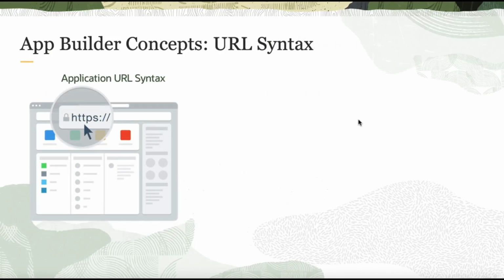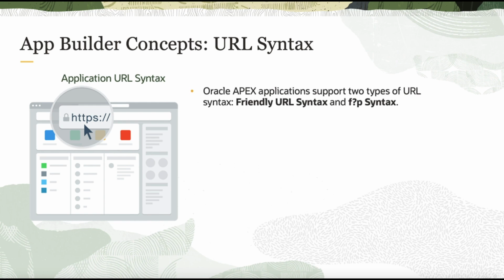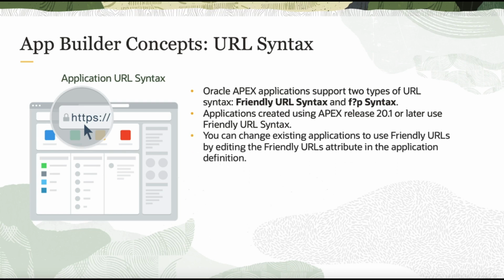Now let's understand application URL syntax. Apex applications support two types of URL syntax: friendly URL syntax and f?p syntax. Applications that are created using Apex release 20.1 or later use friendly URL syntax. If you have old applications, you can change them to use friendly URLs by editing the friendly URLs attribute in the application definition.